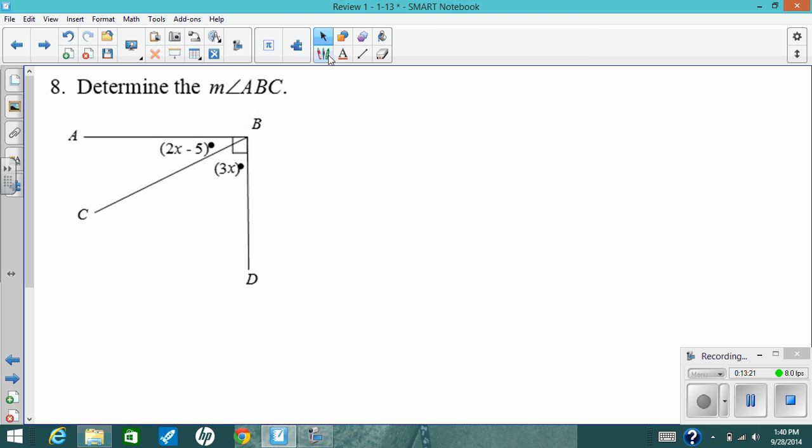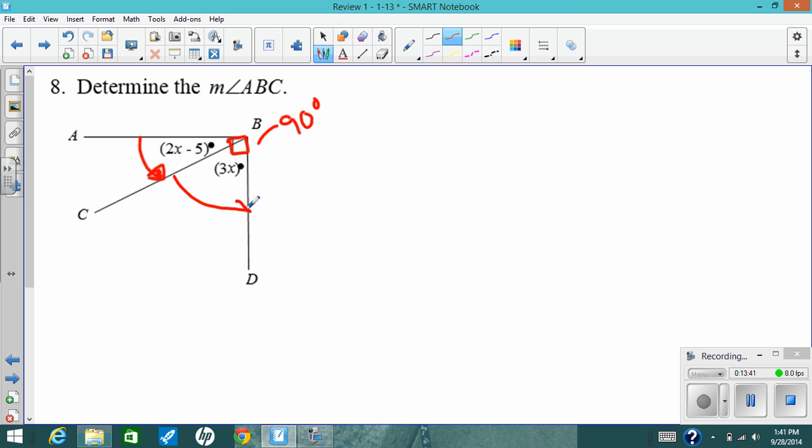We want to know the measure of ABC here. That's this angle right here. Key piece of information that we have is this box. That means that angle ABD is a right angle. It's 90 degrees. So the angle we're looking for, ABC, plus angle CBD, should equal 90 degrees. So we're just going to add these two angles and set them equal to 90 degrees.